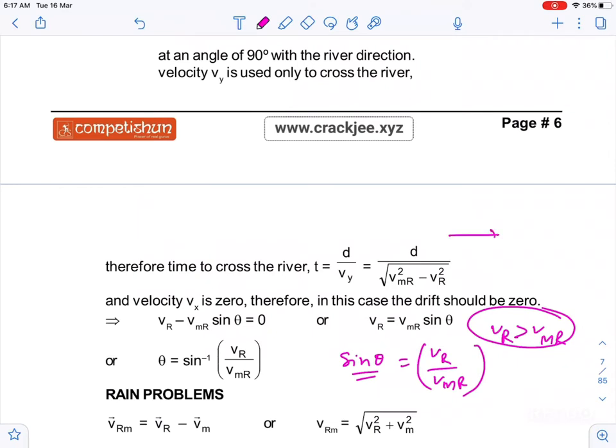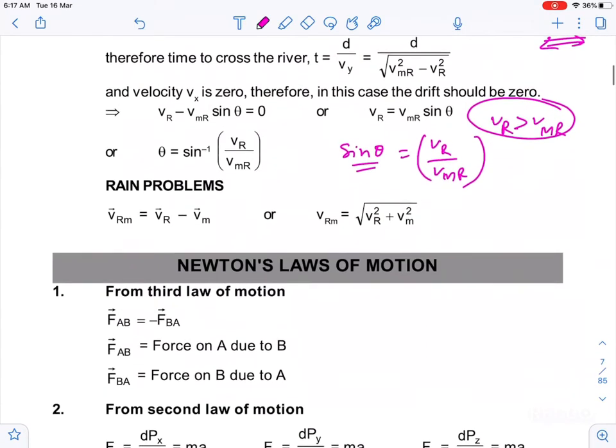Drift zero is only possible if the river is flowing at a lesser speed and the velocity of the man with respect to the river is more. Vr is less than Vmr, then only drift minimum zero is possible. If this condition is not met, drift zero is not possible.